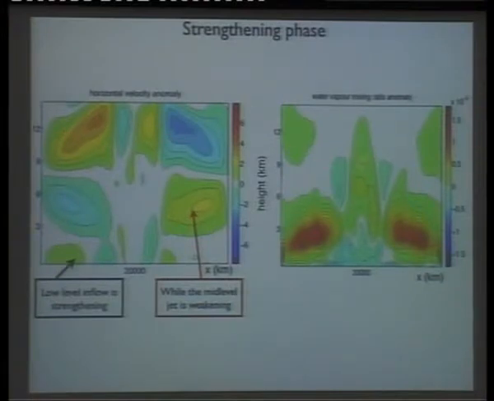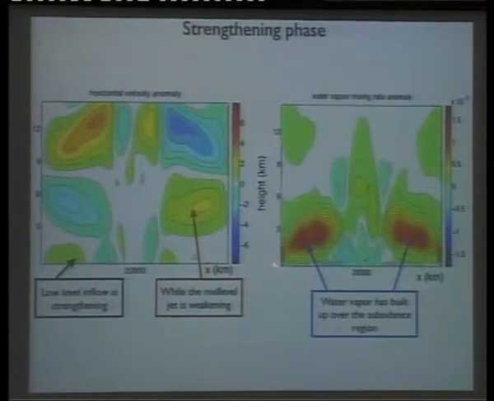In terms of the moisture distribution, you see that we now have a buildup of moisture that we saw just over the very dry water, which has now extended all the way to almost the edge of the precipitation region, and here the anomaly is almost close to 0.